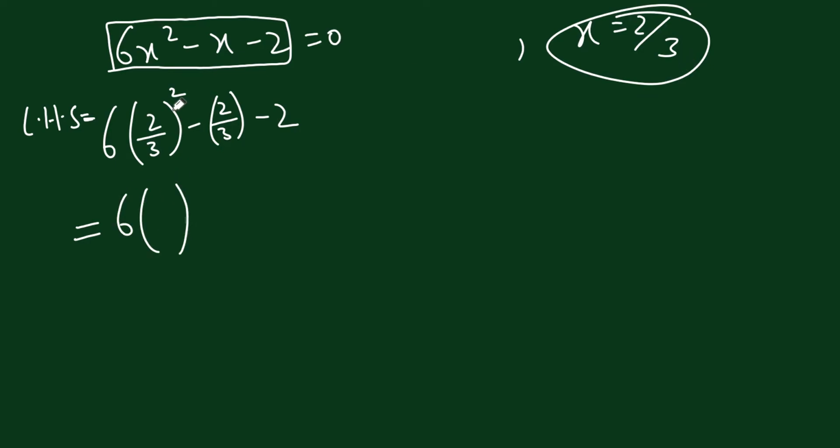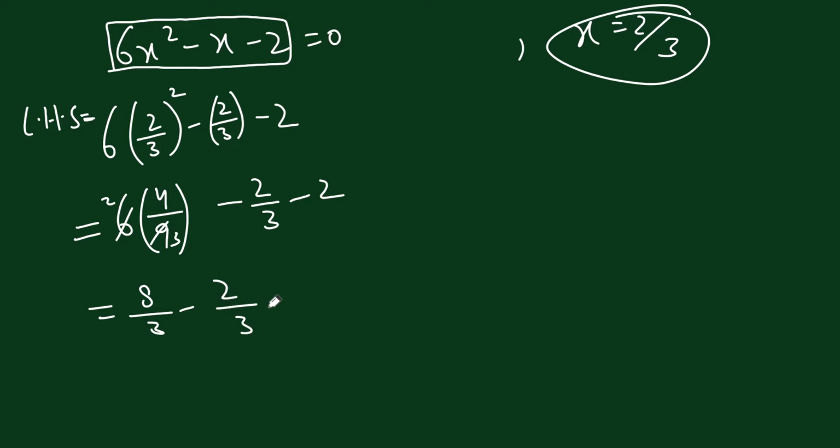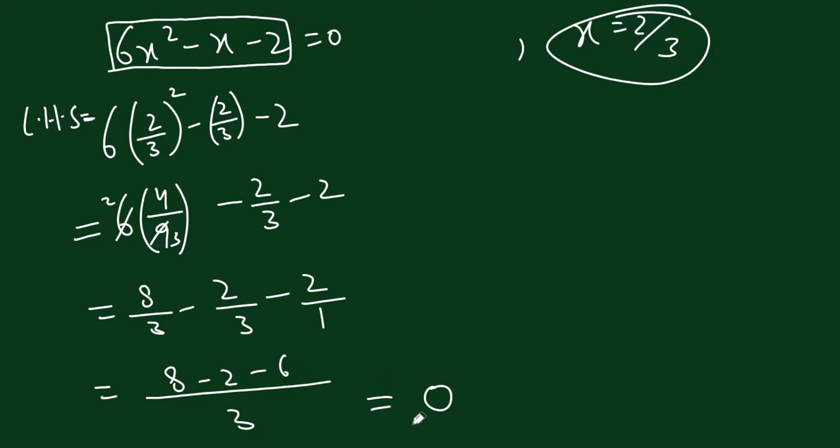So how do we do it? This is the square of 2, 4, the square of 3 is 9, minus 2 by 3 minus 2. Before, we couldn't cancel because 3 was inside the square. Now we can cancel, so 3 2s are 6, 3 3s are 9, so that will come 8 by 3 minus 2 by 3 minus 2. If we take the LCM here, it's 3. And this will come 8 minus 2 minus 6. 8 minus 2 is 6, 6 minus 6 is 0, 0 by 3 is 0. So we are getting equal to 0.